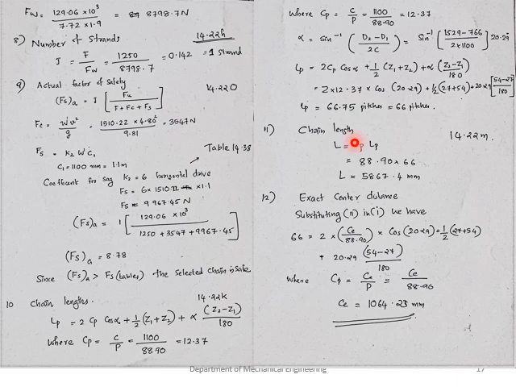The next procedure is to find the exact center distance. You can find the exact center distance by replacing Cp with Ce by P in the Lp equation, this equation. There you can find the value for Ce, and from this calculation Ce you can obtain as 1064.23 mm. This is the exact center distance.